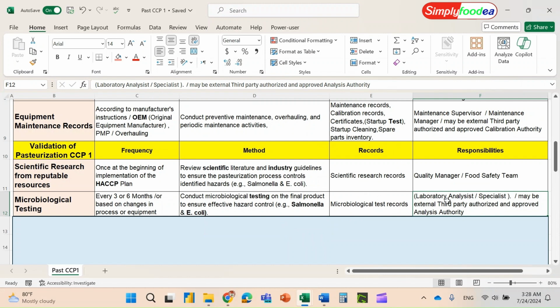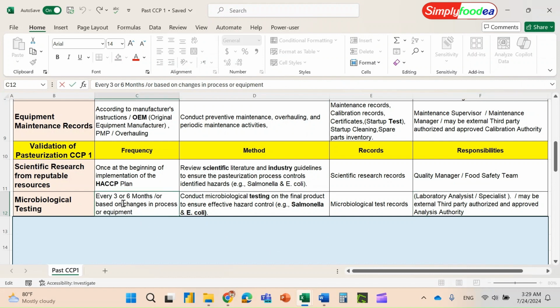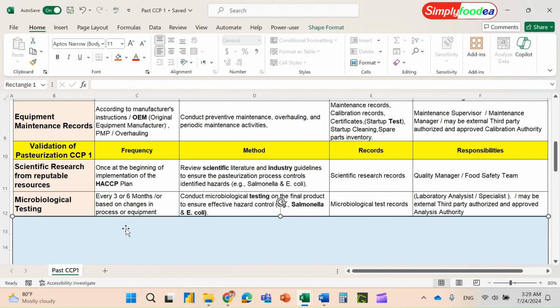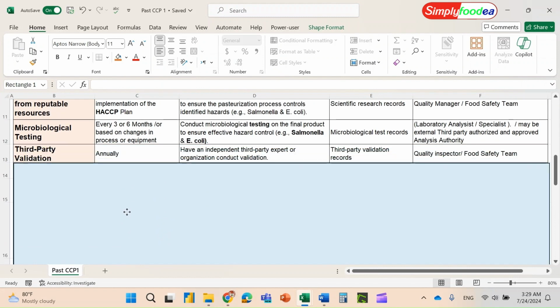And for example, if you have sent these analyses to an external third party, you must ensure that these external laboratories are approved and authorized, and that they are complying with the ISO standards related to laboratories and implementing good laboratory practices. For example, every 3 or 6 months, based on the changes in your process or installing of new equipment. Okay, so let's continue the validation.